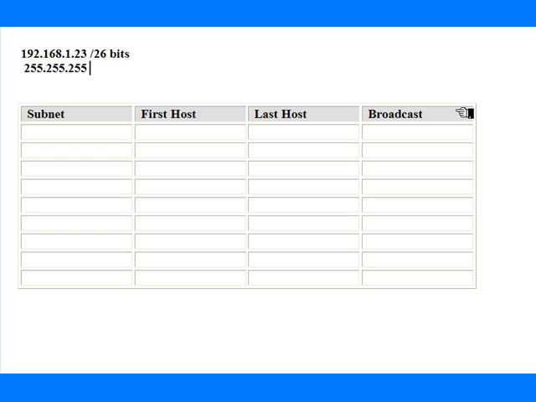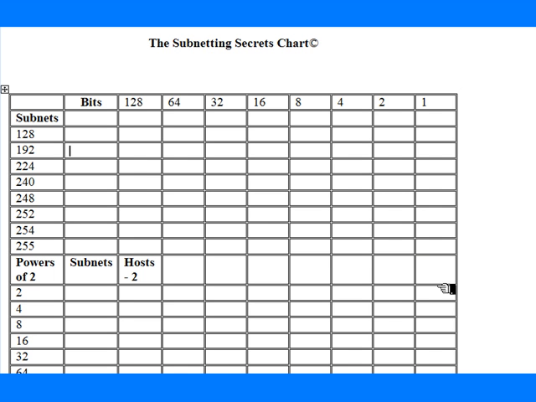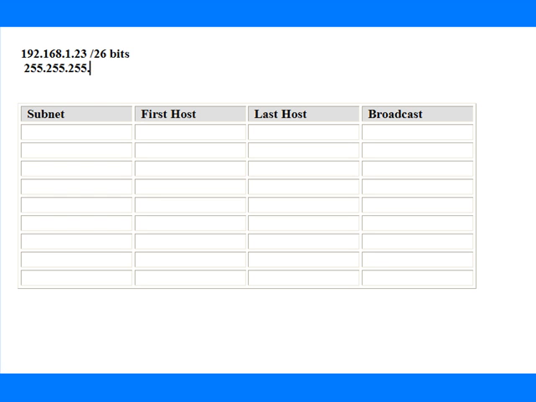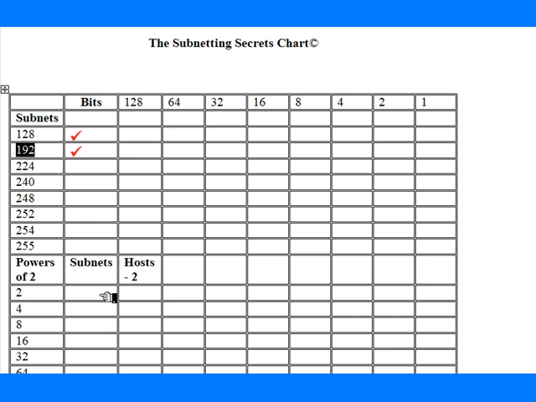So 255.255.255 is 24 binary bits, and we need 26. So pretty easy to work out. To get from 24 to 26, we just add 2. So go over to the subnet and secrets cheat chart, tick down 2 places on the subnets columns, which gives us a subnet value of 192. So we know if we steal 2 bits for the last octet, we've got a number of 192 at the end. So that's our 26 bits for our CIDR mask.